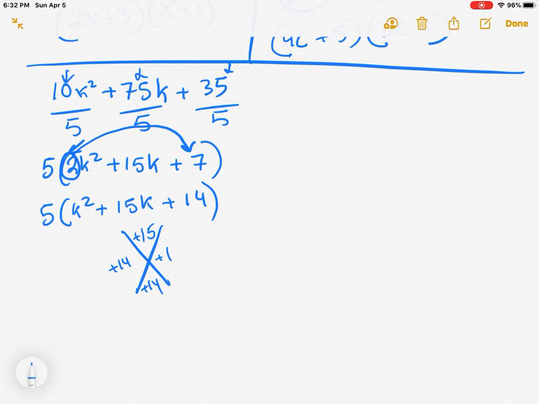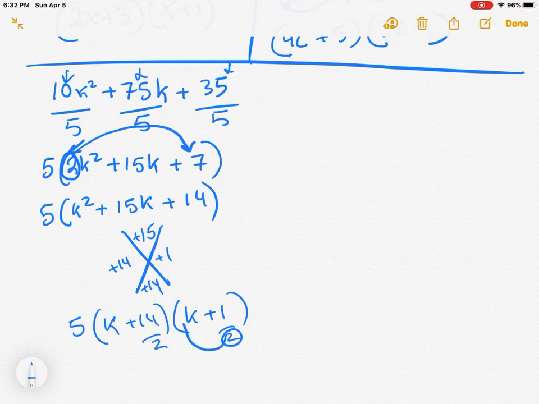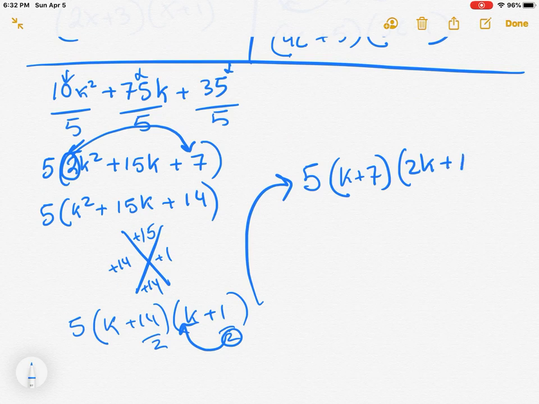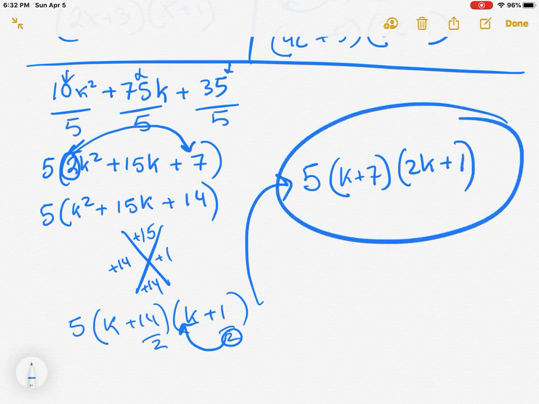Okay, so we now have 5 times k plus 14 times k plus 1, right? Now, don't forget about our 2. We got to bring that 2 back in. So we got to divide it by each of those, right? Well, 2 goes equally into 14, so we'll be okay there, but 2 does not go into 1, so we need to put it right there, leaving us with our final answer, 5 times k plus 7 times 2k plus 1. Okay?